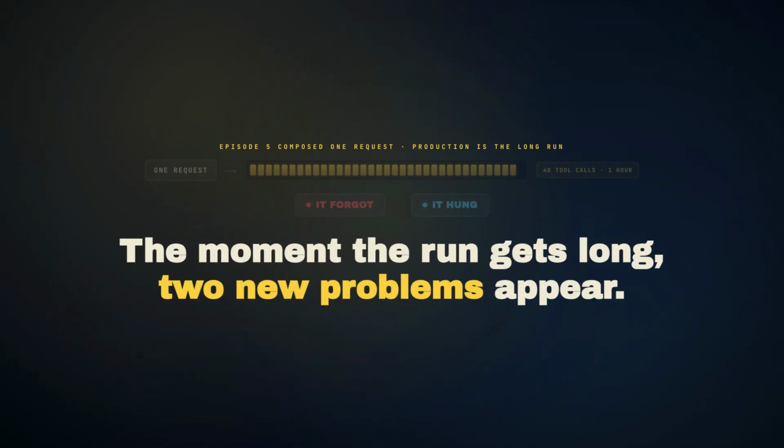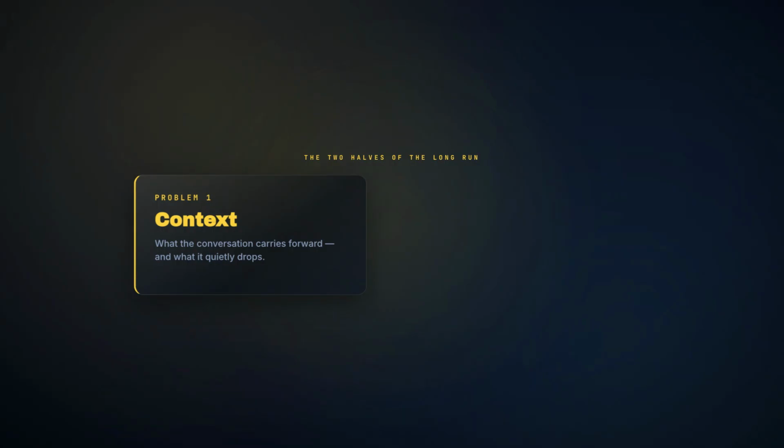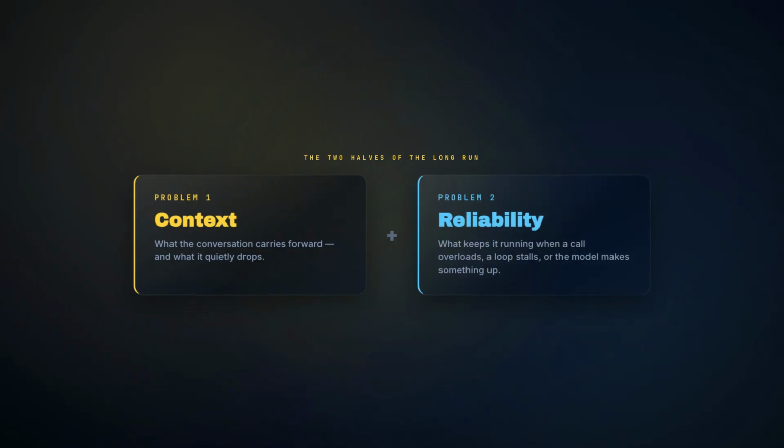And the moment the run gets long, two new problems appear. Context, what the conversation carries forward and what it quietly drops. Reliability, what keeps the whole thing running when a call overloads, a loop stalls, or the model makes something up.